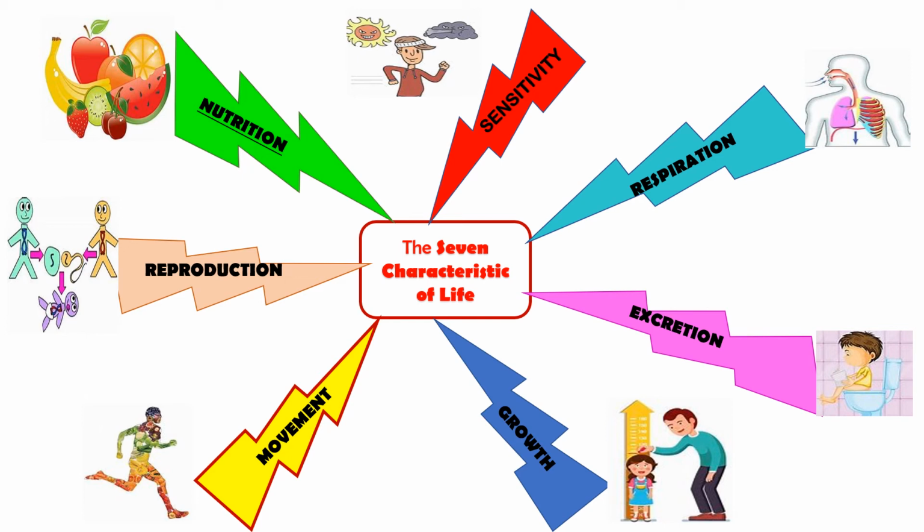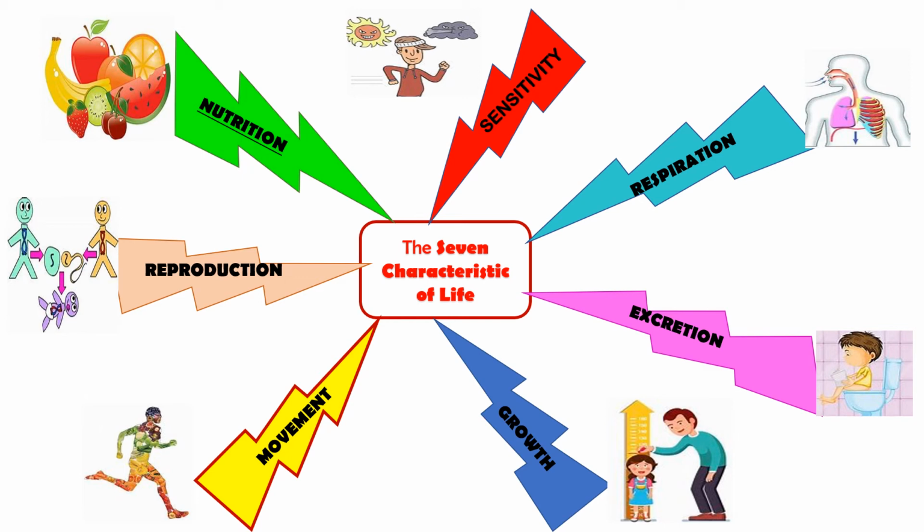we will discuss the 7 characteristics of life. As I have said in our previous slides, life processes are the basic processes in living organisms which are necessary for maintaining their life. So these are the 7 characteristics of life. I would like to present this to you. What are these 7 characteristics? First, we have nutrition, then sensitivity, respiration, excretion, growth, movement, and reproduction.